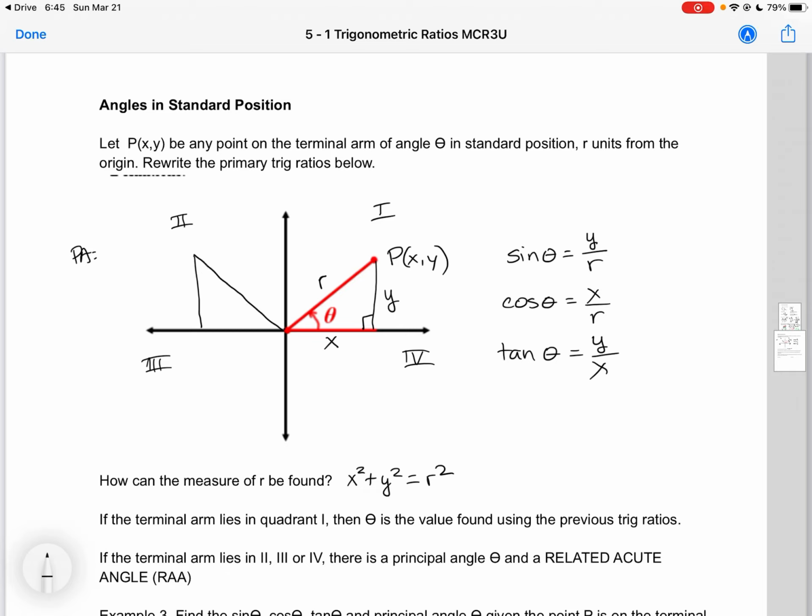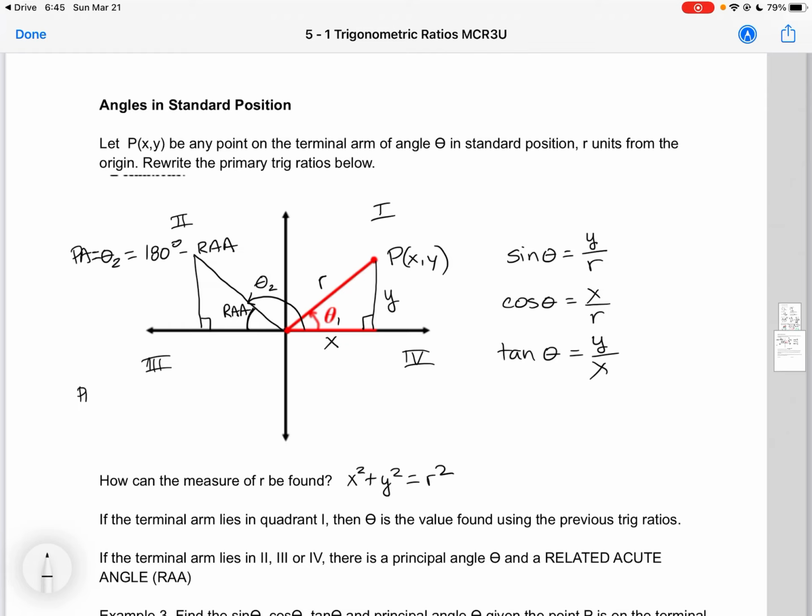So when we find our trig ratios, we are going to find our related acute angle here, but our theta is really measured from our x equals 0 position all the way to this value. So we'll call this just theta 2. And here, our principal angle, or our theta 2, is going to be 180 degrees, subtract our related acute angle.